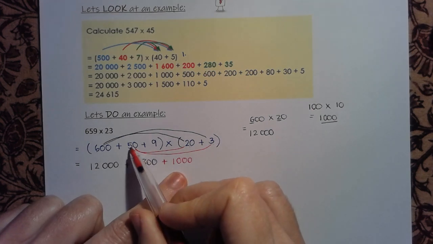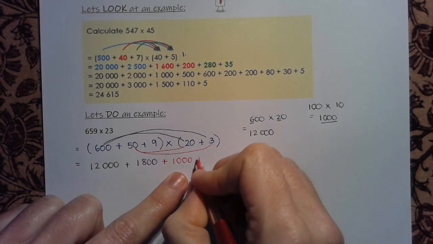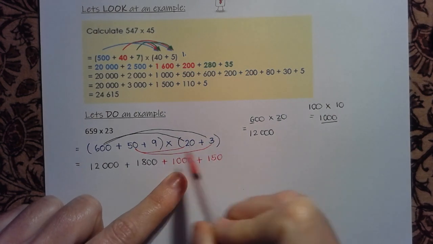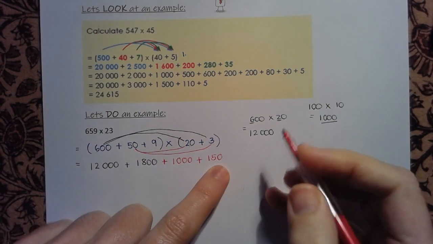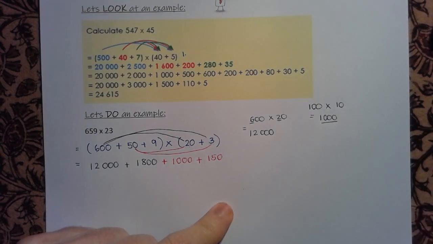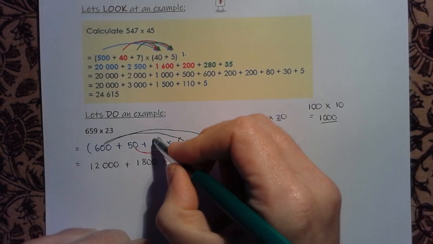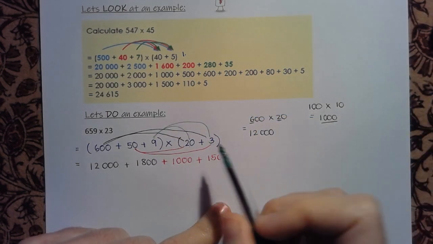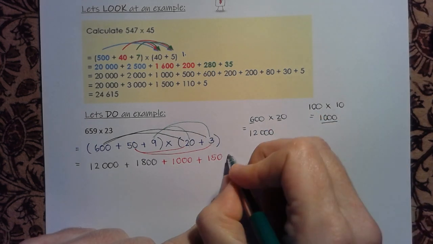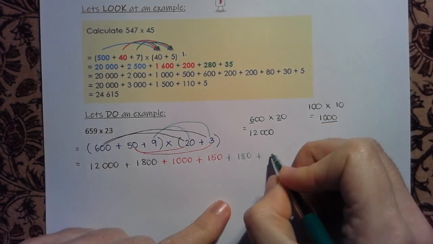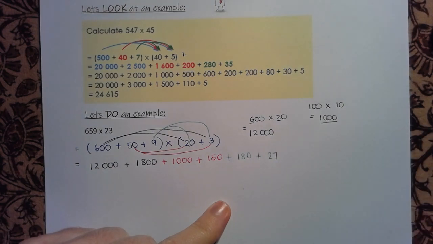Then you will ask yourself, okay, what's 50 times 3? And then that is 150. So 5 times 3 is 15, and you have 1 zero there that's going to be attached to the end. Okay, and now I still have 9 there. 9 times 20 and 9 times 3. 9 times 20, that is 180. And 9 times 3 is 27.